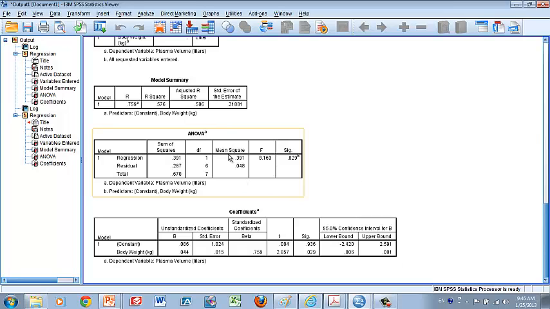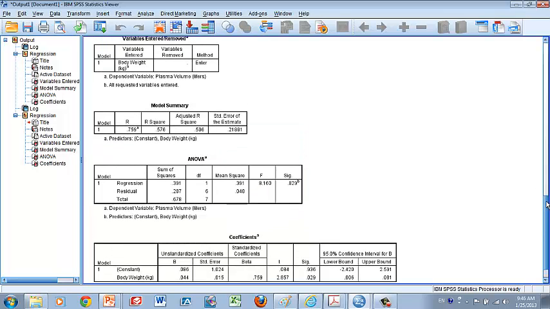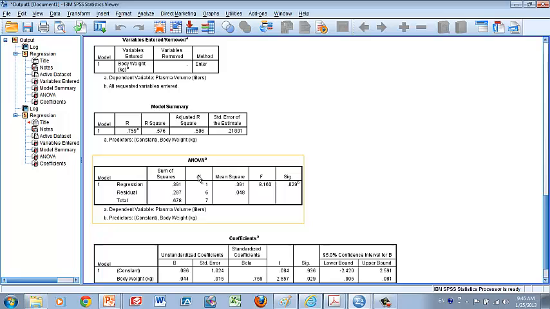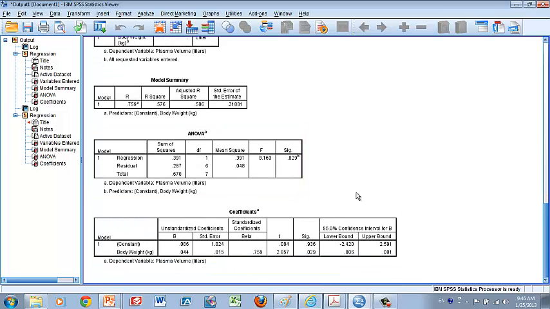Let's look at this ANOVA table. This ANOVA table also provides a p-value. In this case it is 0.029, the same as the p-value of body weight, although it's not always the same. What this p-value does is examine the usefulness of this regression, or we can say it is the global test for this regression model.